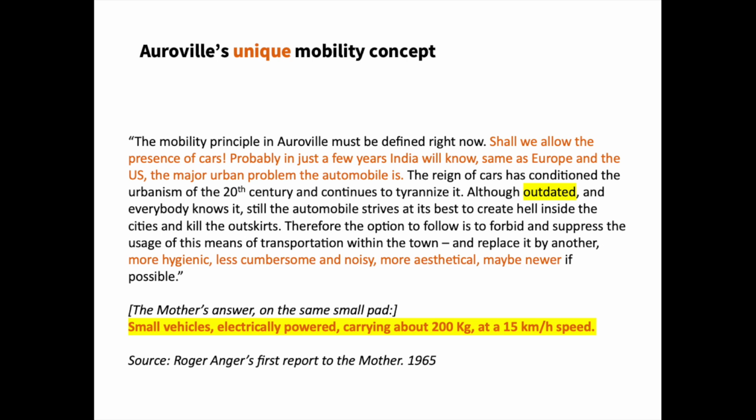And Jan Gehl was also commenting that over 50 years ago, in 1965, Roger had already said that the automobile will be outdated. Although it is outdated and everybody knows it, the automobile still strives at its best to create hell inside the city and kill the outskirts. So they had discussed this in their first report with the Mother, which we all know, and the Mother had encouraged that direction and even specified the slow speed of movement here, given the compactness of the town.